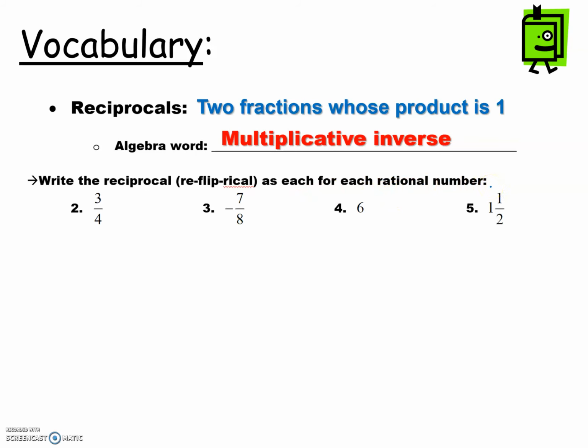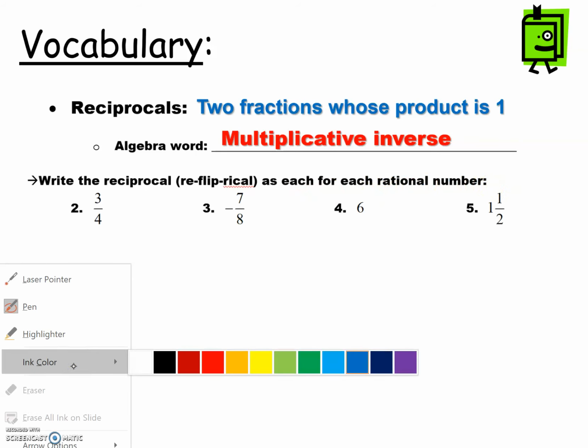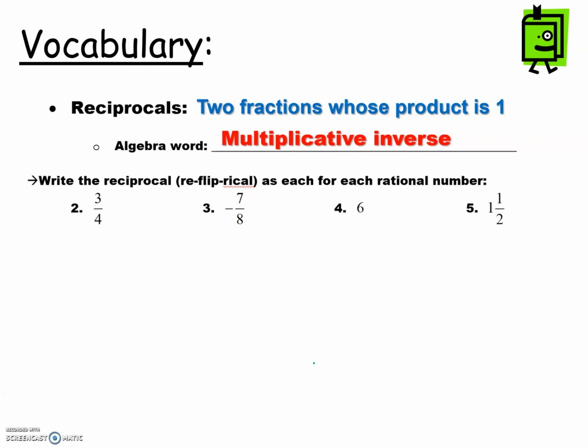Now the question is, what if it's not a fraction? Well, the first two are pretty easy because 3/4, what's that written as a flip? When we flip that, 3/4 becomes 4/3. Now, why does that work? Well, because if we multiply across, 3 times 4 is 12, and 4 times 3 is 12, and we know that 12 over 12 equals 1.